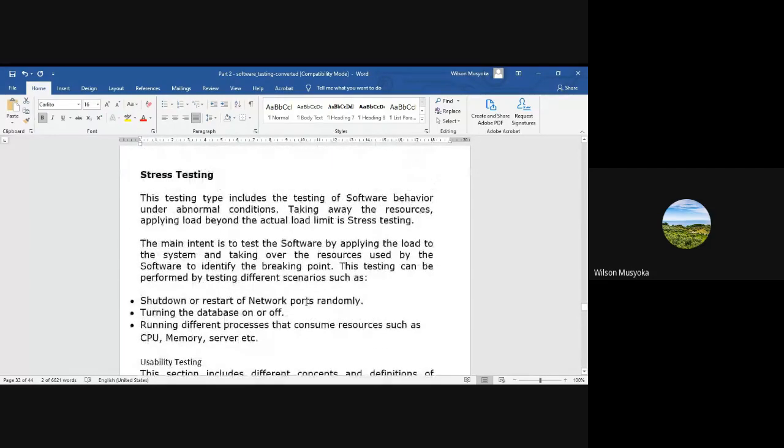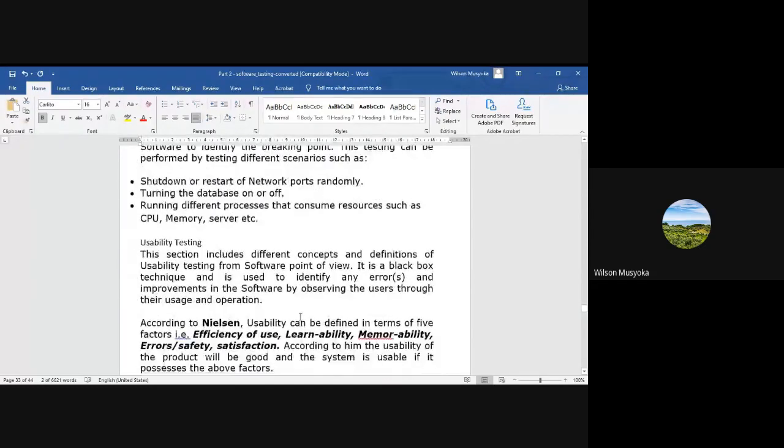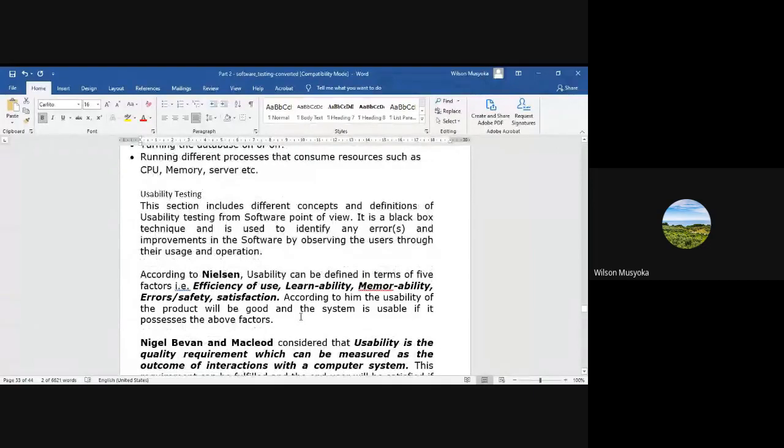So when you are testing the stress levels of the system, you are taking away the resources which are supposed to be there and seeing, if there was a shutdown and a restart of the network, can the system resume without any challenge? Trying to turn off the database and see, can the system save some data somewhere so that when the database comes back on, are you able to load that data again and continue with operation? You try to run different processes that consume resources, such as the CPU, the memory, the server, and you see if it is able to respond accordingly. So that is where we are talking about the levels of testing, different stress levels, different environments, and such.